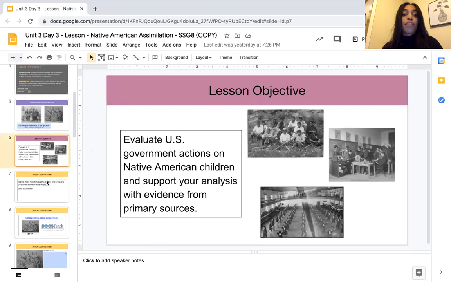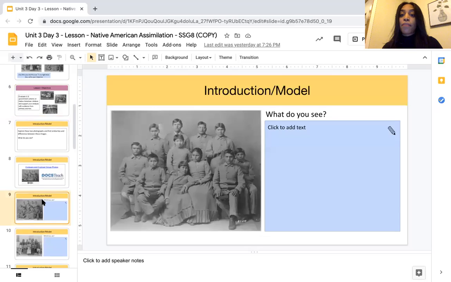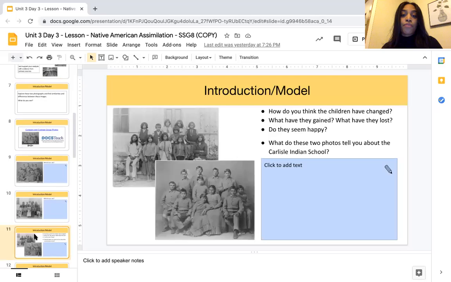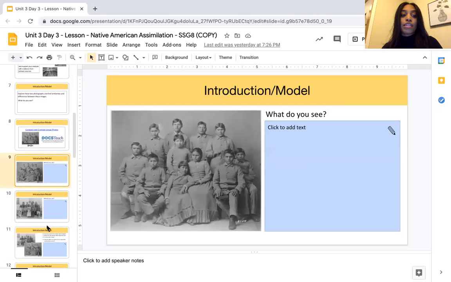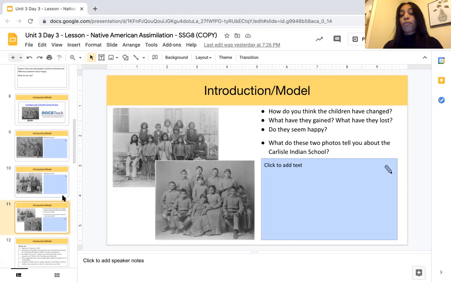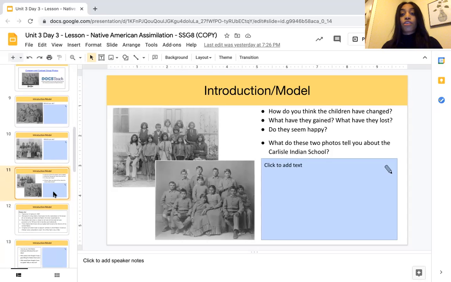Primary sources being the visuals that they're being provided with, which you can see in slides 9 through 11, right? And they get what do you see questions, which will really help them. And of course, they have these guiding questions here. How do you think the children have changed? So they're comparing and contrasting. Something that would benefit ELLs is having translations in their home language, which their student workbooks are translated in their home language, which is a great resource.